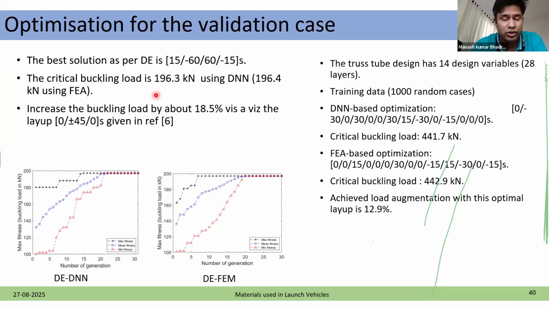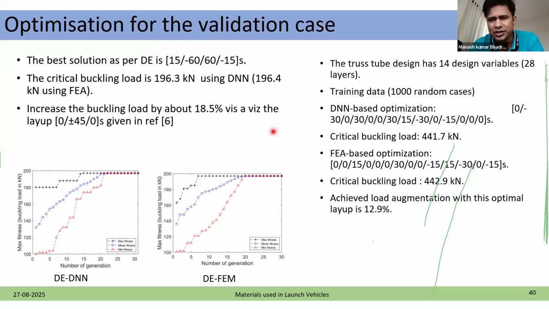With the optimization we found that 196 kilonewton is the buckling load with this layup suggested by this algorithm, 15 minus 60, 60 minus 50 symmetry. And the paper had the cylinder which they fabricated as 0 plus minus 45 0. So this is how this kind of optimization can be done.